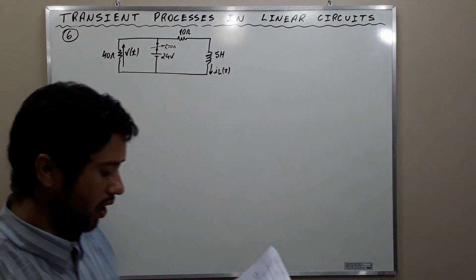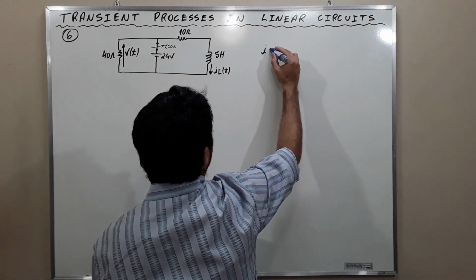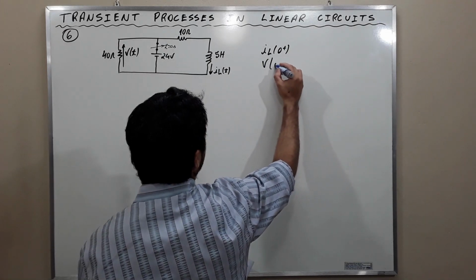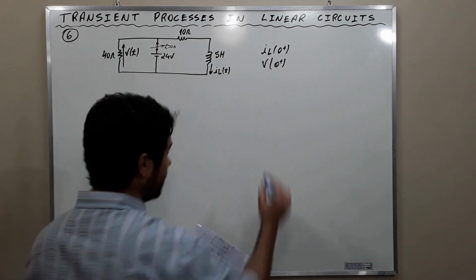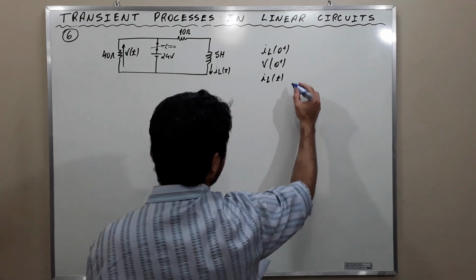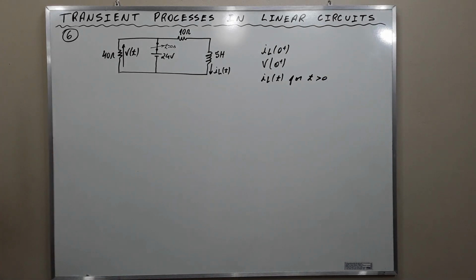Question 6. For the circuit shown in the figure, the switch has been kept closed for a long time and is opened at t equal to 0. Determine IL of 0 plus, V of 0 plus, and IL of t for all t greater than 0. Okay, this is what the exercise wants us to do.